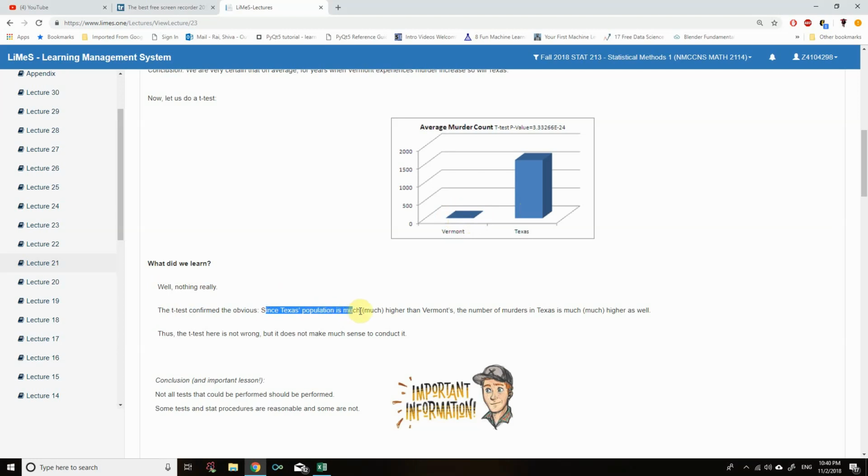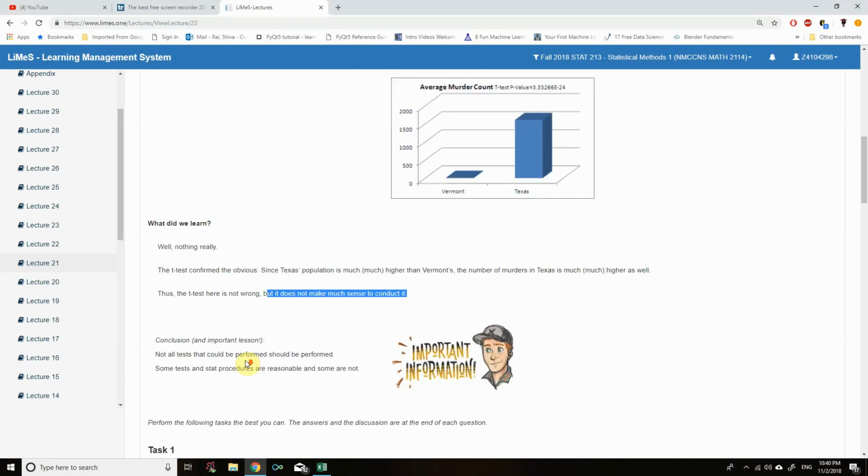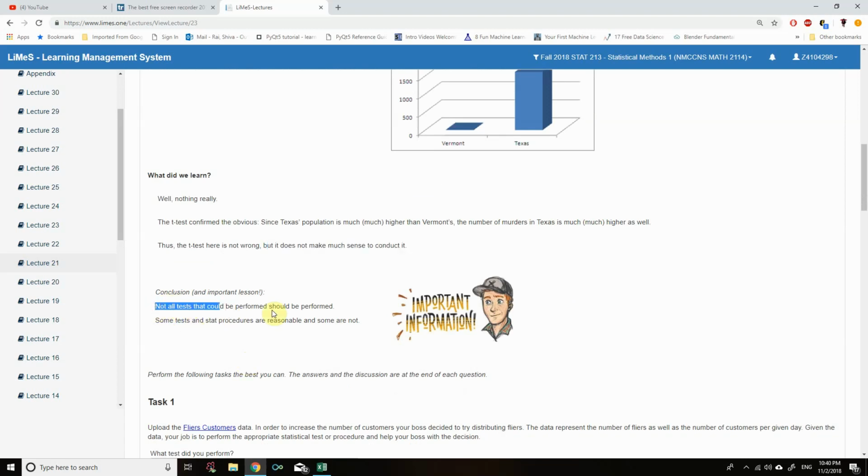Since Texas's population is much higher than Vermont's, the number of murders in Texas is much higher as well. Thus, the t-test here is not wrong, but it does not make much sense to conduct it. That's all. So here, mark this line. Okay, not all tests that could be performed should be performed. So some tests and statistical procedures are reasonable and some are not.